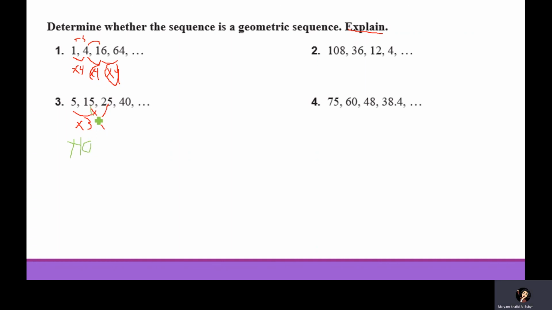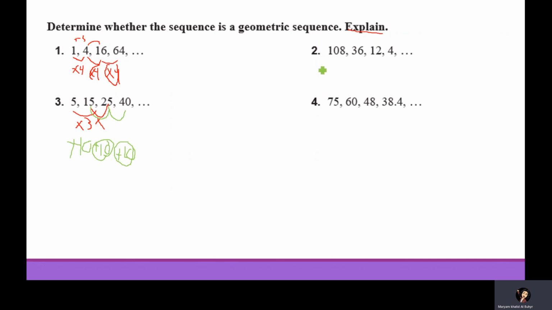Okay, once I'm moving from 15 to 25, a plus 10 again. Okay, wonderful. From 25 to 40, that's a plus 10 again. Great. So I have here a common difference, not a common ratio. So that means it's arithmetic. It is not a geometric sequence because I have here a common difference, not a common ratio.